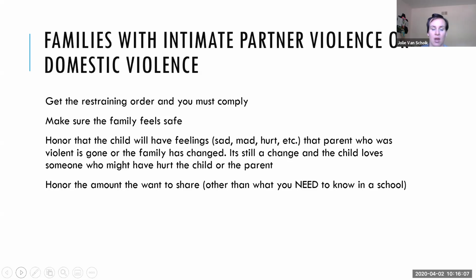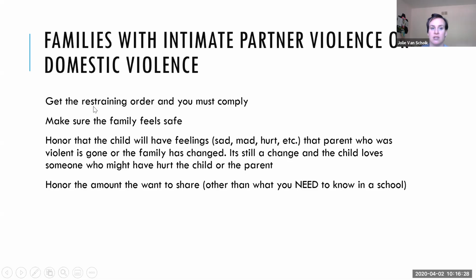Then we have parents who have violence, so intimate partner violence, domestic violence. So there's a restraining order. They can be hard to get sometimes, but the parent needs to comply. And that can be difficult if you are still trying to maintain a relationship with the child that's involved in a situation where you've been told to stay away.